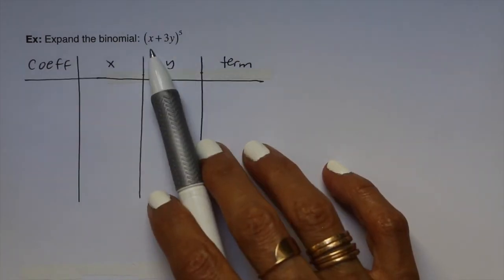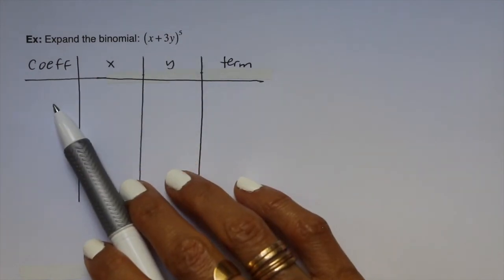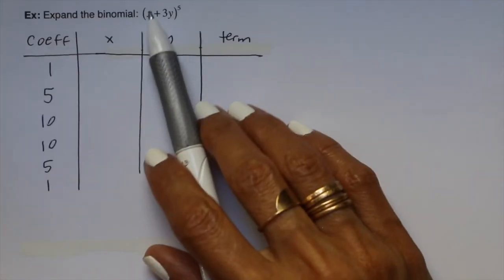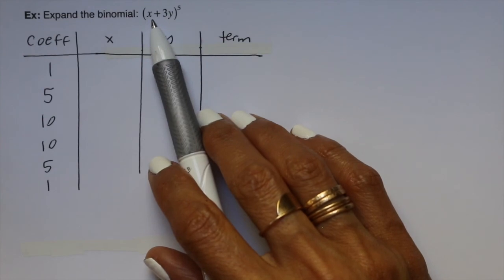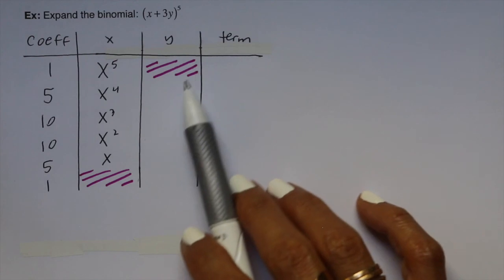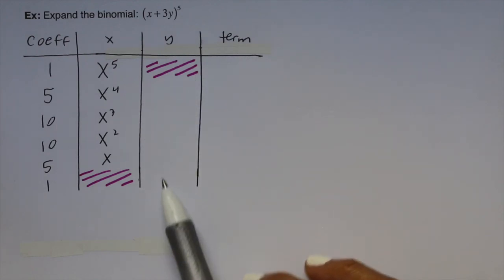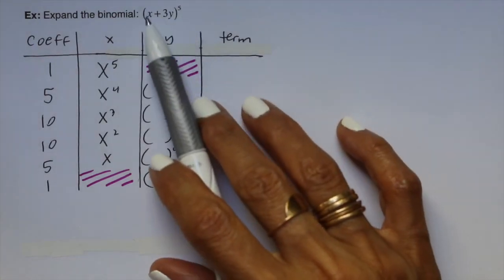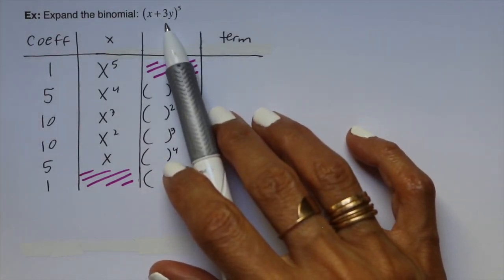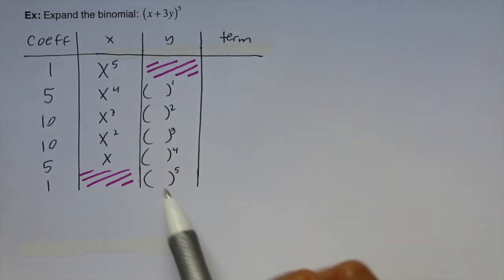For this example, we have the binomial raised to the fifth power. So according to Pascal's triangle, our coefficients are going to be 1, 5, 10, 10, 5, 1. For the x term, we just have x. So we're going to start with x to the fifth and then go down. For the y's, we have no y. And then we'll go y to the 1, y to the 2, y to the 3, y to the 4, and y to the 5. If we look in the original problem, in place of the y, we have 3y. So we're going to fill in positive 3y for all these parentheses.